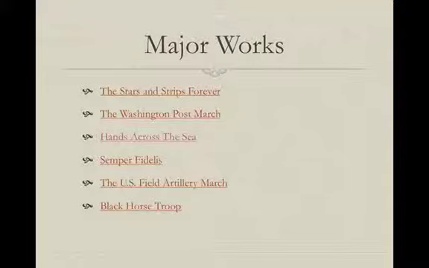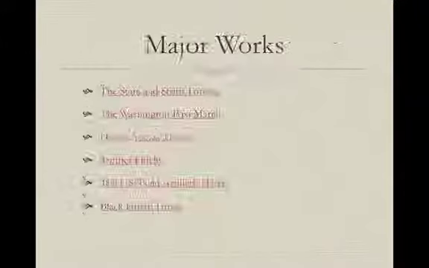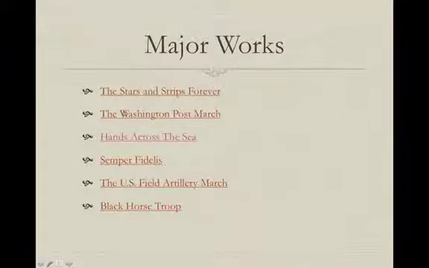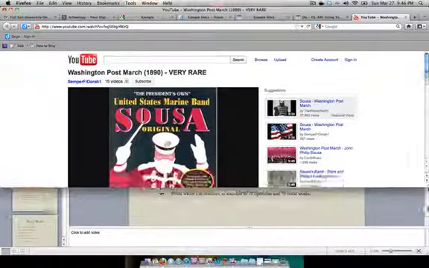So as you can see, the hyperlinks are highlighted. Oops. And let me go back, just arrow over, and let's say we want to play Washington Post March. You can see my finger there. Click on Washington Post March, and it automatically opens up.